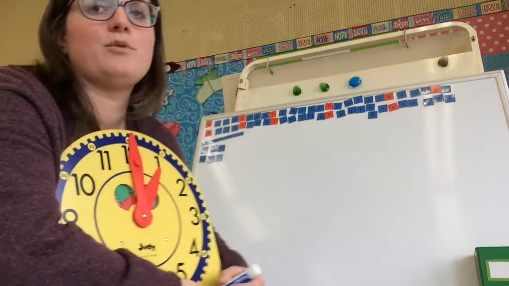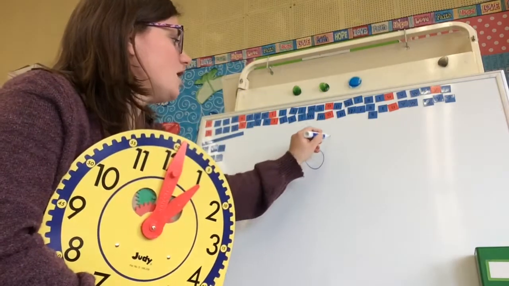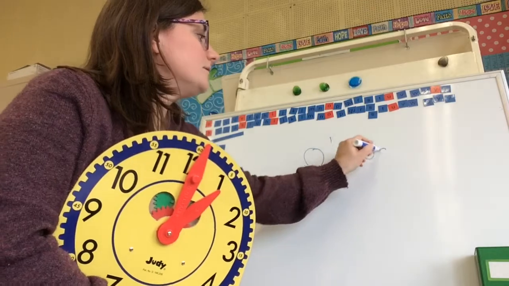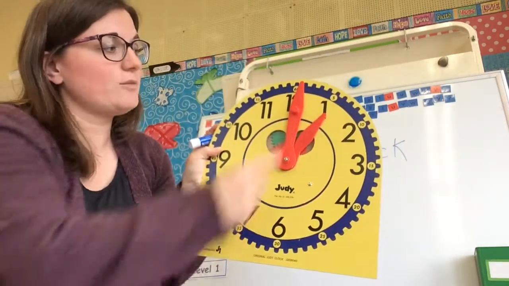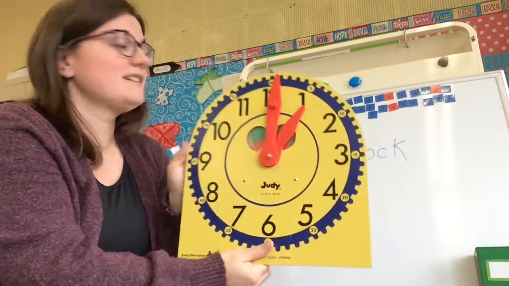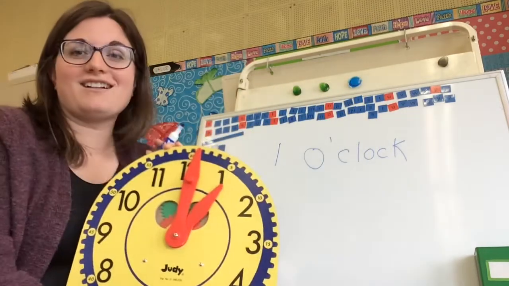And I'm going to write that on the board. So if we were writing it in words, we'd say o'clock. And the short hand tells me what hour it is. Well, it has a 1. So it is 1 o'clock.